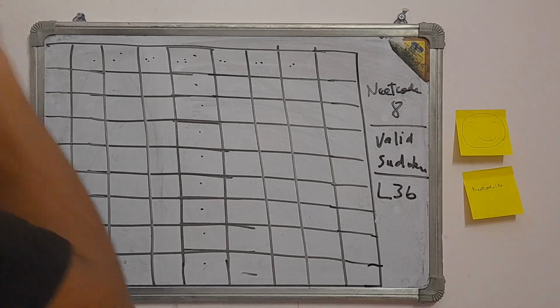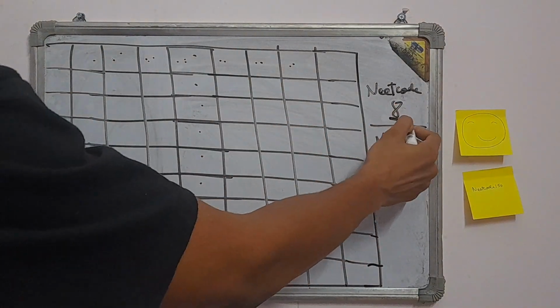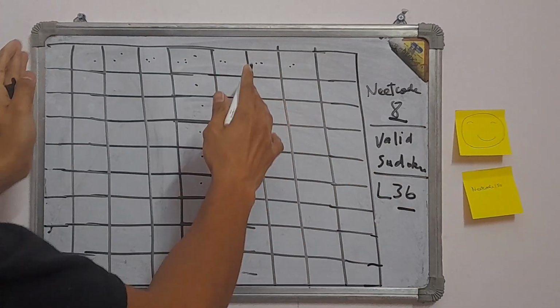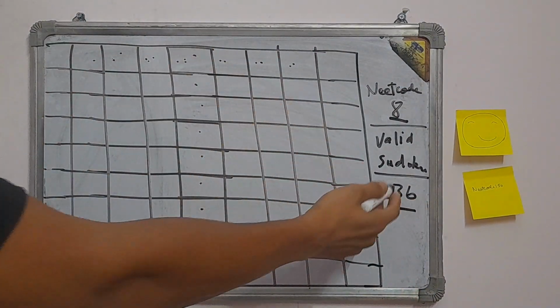So the question we're going to do today is Valid Sudoku. It is question number 8 of our NeetCode playlist and question number 36 of LeetCode. The space was less here, so I wrote the question number here. So what is Sudoku? You must have heard of it.